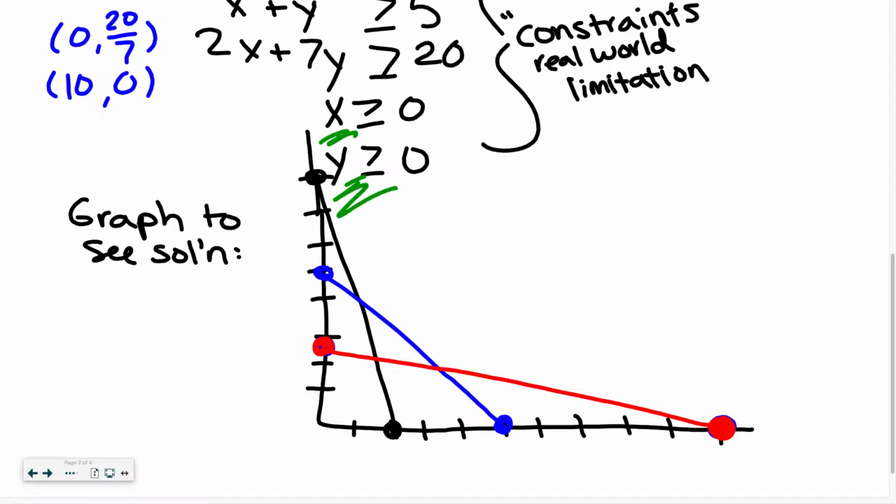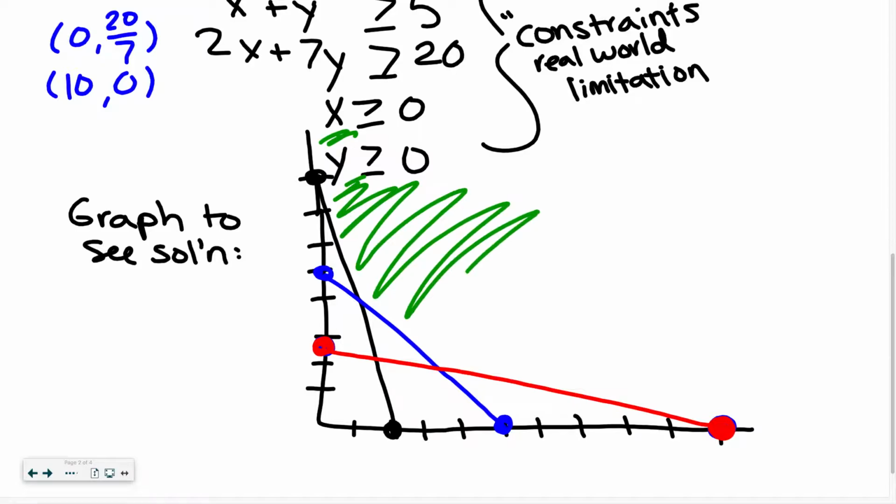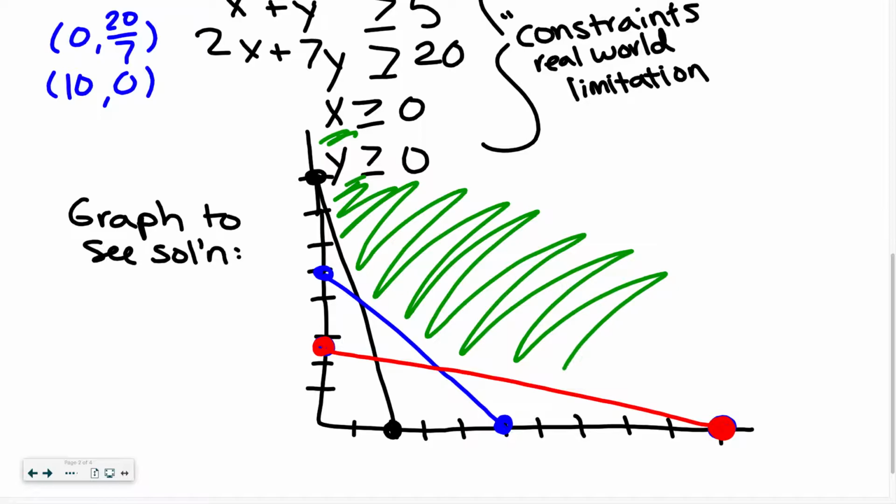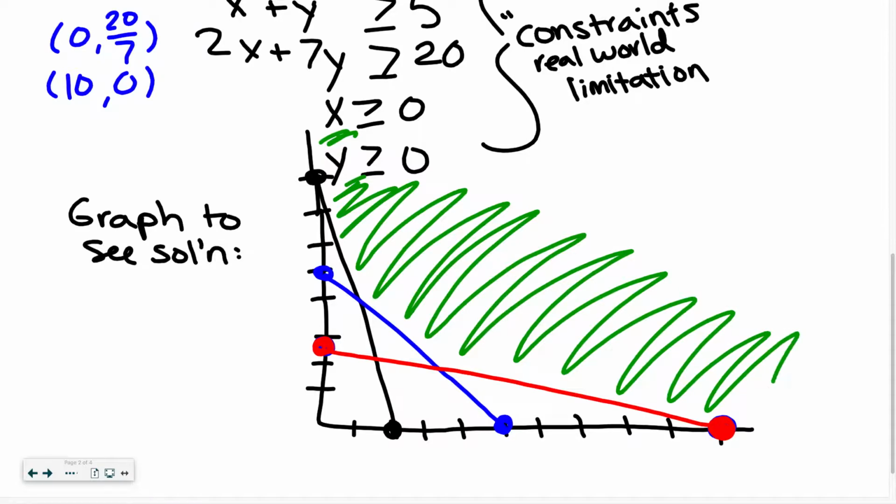Okay, so I'm going to go ahead and do some shading. But I'm staying above the x-axis, and I would be staying to the right of the y-axis because I'm constrained by x and y greater than 0. Okay, so what that means is all that stuff in green and all those points on those lines that are bordering that, they work, right?